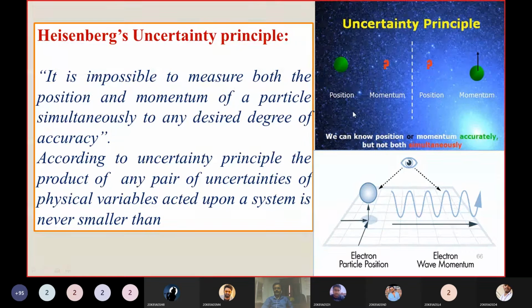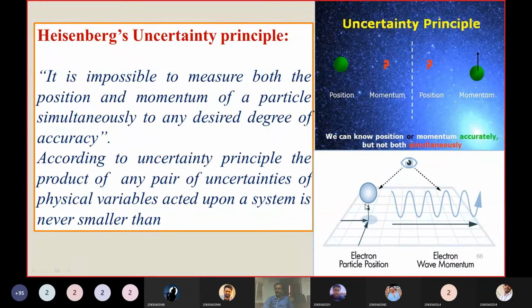So what do delta x and delta p mean? I will explain. This is about the uncertainty principle. According to the uncertainty principle, we can measure either position or momentum at a time. If you want to measure both position and momentum simultaneously, there is some uncertainty in both measurements. Similarly, this is explained in the wave nature.